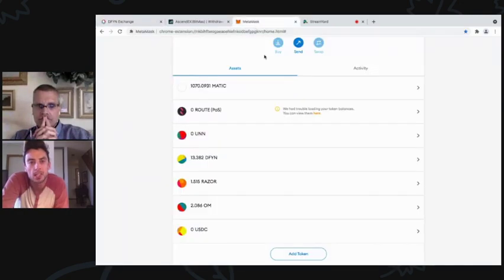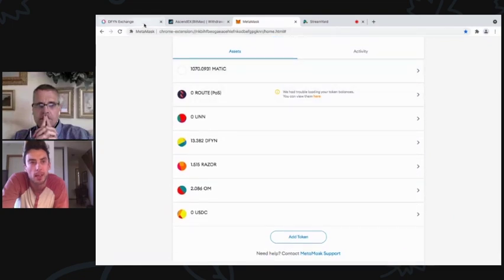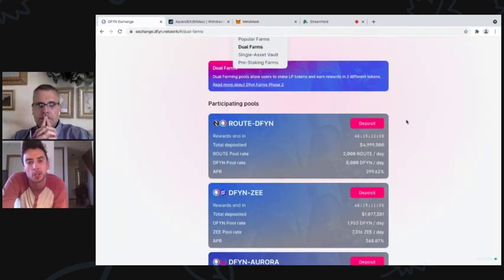Now, normally, like I said, you would see it here, but we at least know that it exists because I went to pool and it showed me that I had created one. So you can deposit your LP here. As you can see, we are getting 300% APY. And this is dual farm. So you'll be getting 300% APY. So that's 300% a year on both your root and your DFYN.